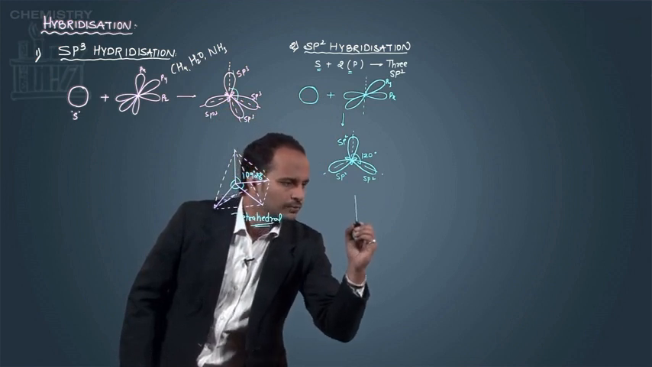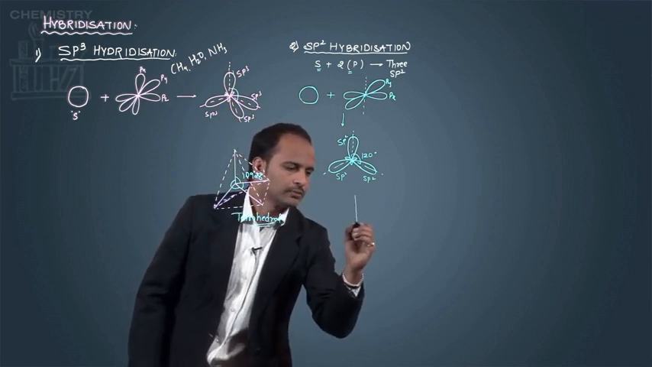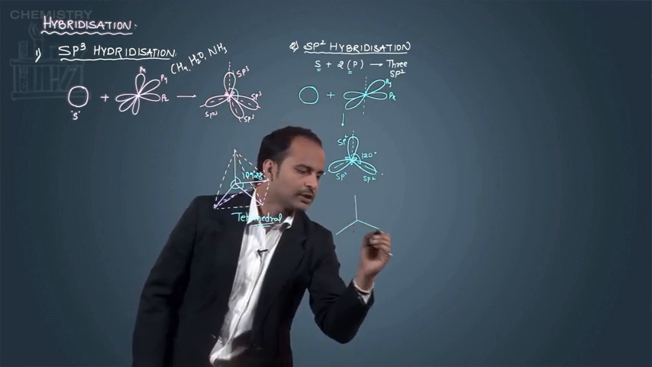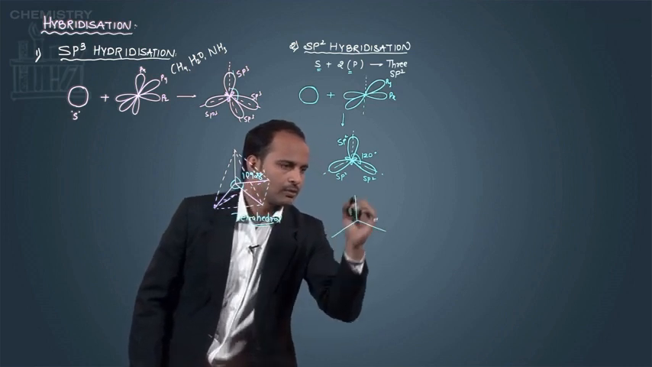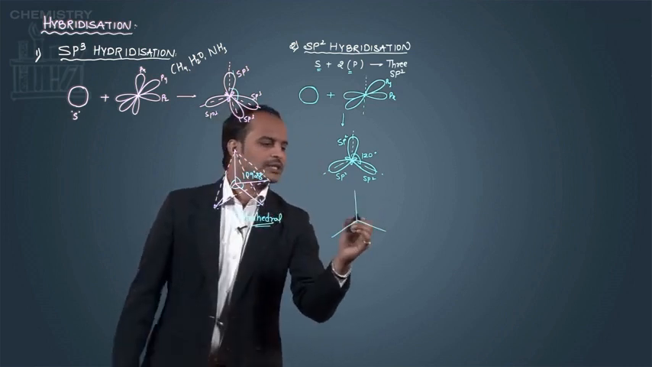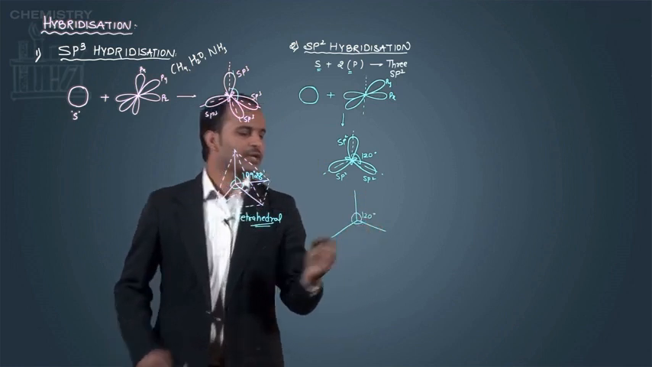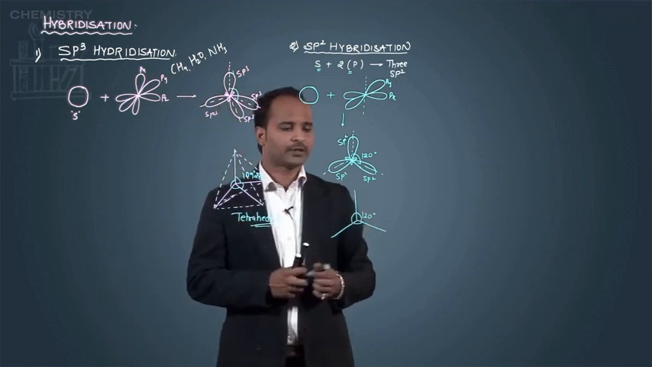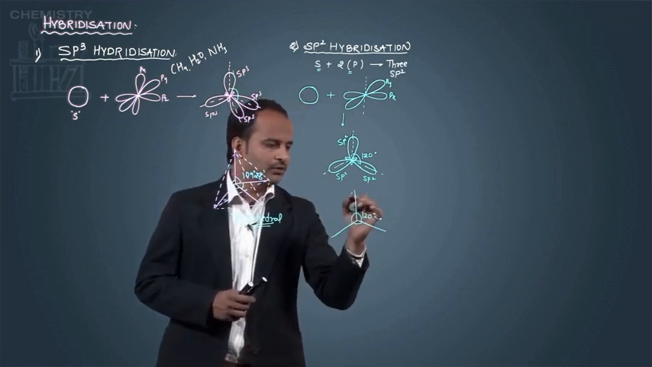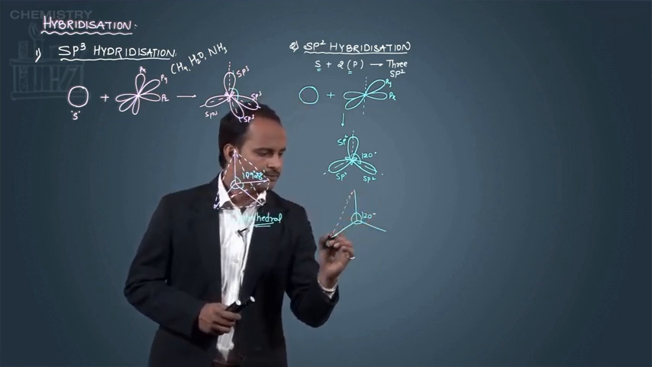So sp2 is something like this. As I said, this angle is 120 degree, this angle is also 120, this angle is also 120 degree. And I said it's a trigonal plane. This is called trigonal planar.